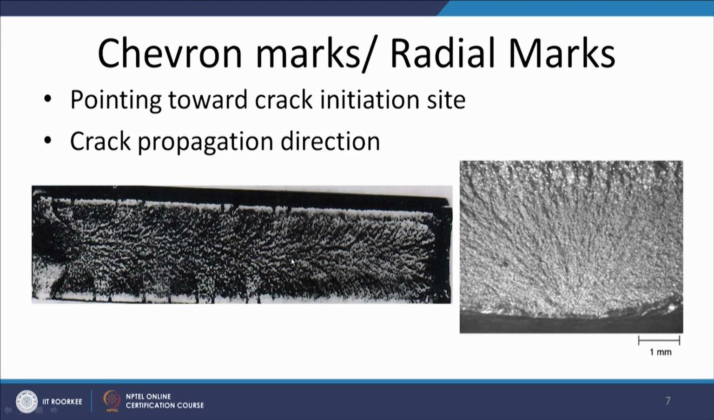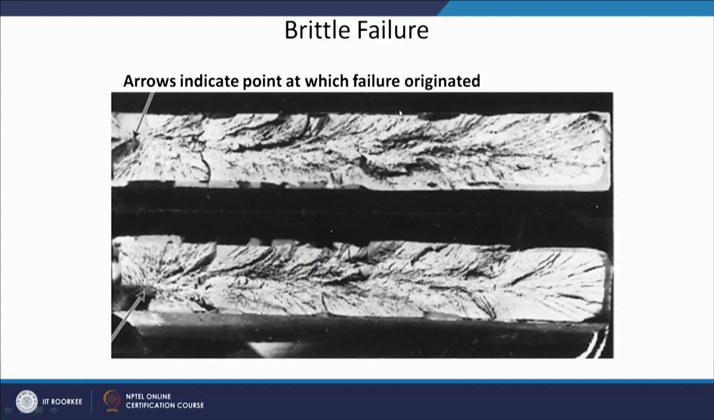And similarly, here what we can see, these are the chevron marks. Here they are of a different morphology. Here chevron marks are going like this. Okay. So, they are pointing towards the initiation site. This is the initiation site, and the crack has grown in the direction opposite to that. So, crack propagation direction and the initiation site, these are the two indications which are given by the chevron marks.